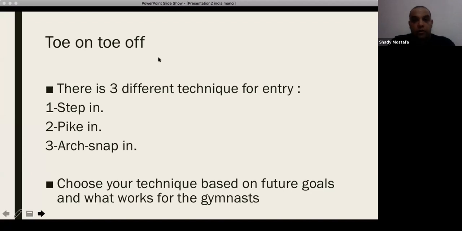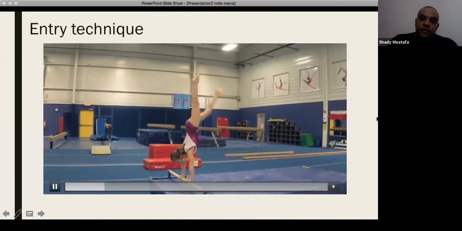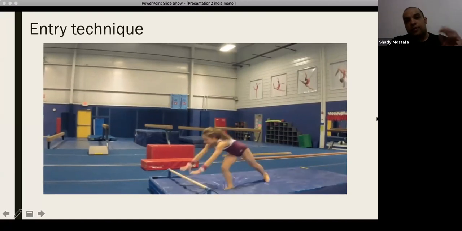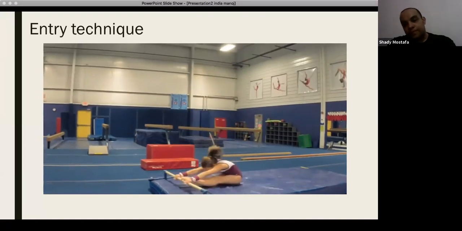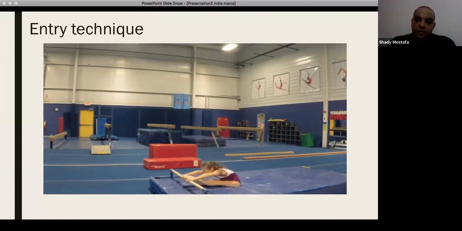Okay, shall I go? Yes, Shadi. Okay, perfect. So now this is the demonstration for entry techniques. Please watch. This is step in, this is pike on, this is arch snap in. This is arch snap in.